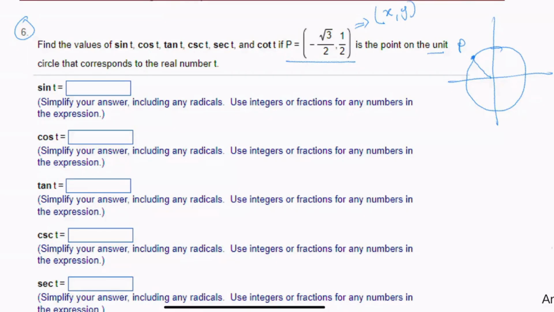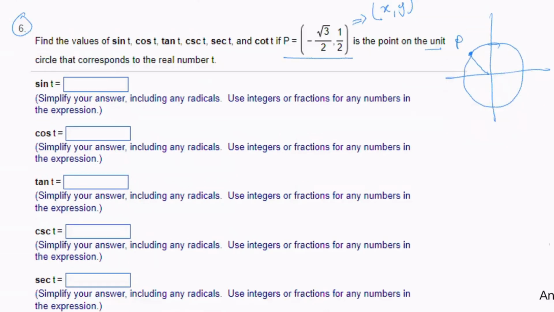So if that is the case, we know that x is cosine theta, which is theta is t in our case, and y is sine theta, right? So sine t in this case is just the value of y, which is 1 over 2. Then cosine t is the value of x, which is root 3 over 2.